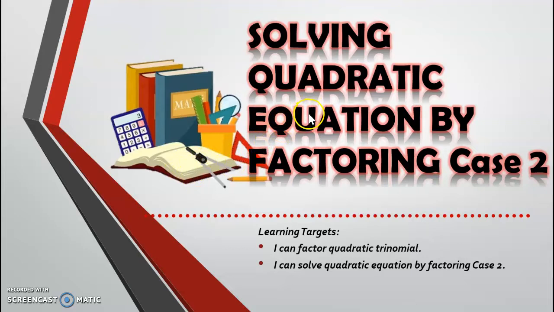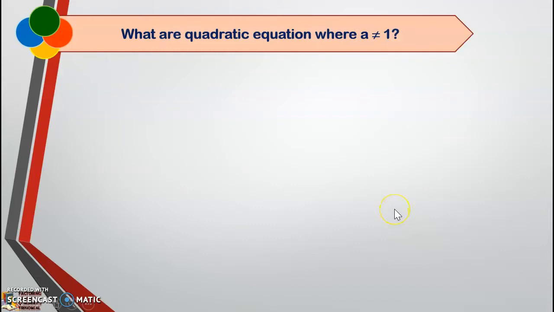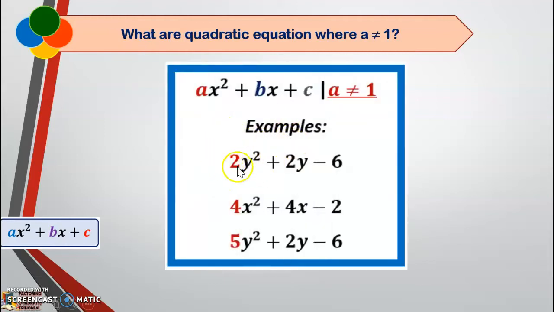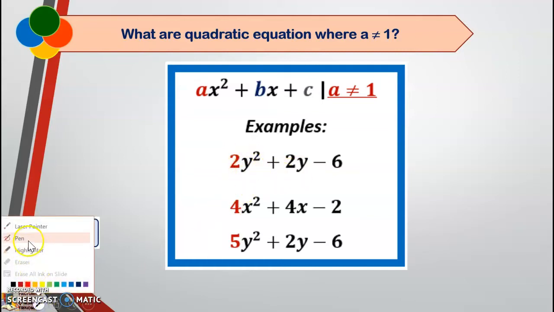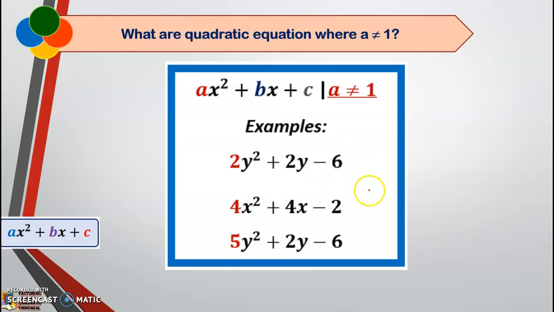In this video, we're going to talk about solving quadratic equations by factoring, case 2. This is the complete quadratic equation case. First, let's define a quadratic equation where a is not equal to 1. It is a complete quadratic equation where a is greater than 1, or positive. Sometimes it is negative, but we always set it as positive. It equals 0, these three terms.